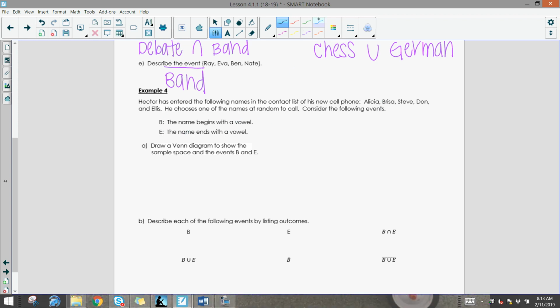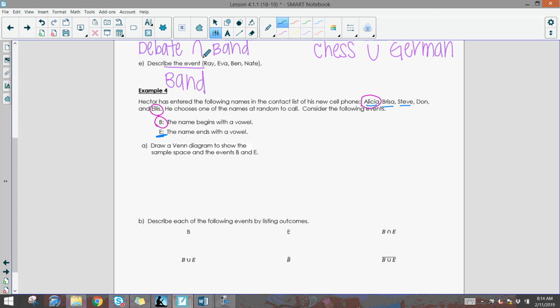So again, you guys, before I even do anything with this, I'm going to go through. If it begins with a vowel, I'm going to circle it in this purple. So remember, vowels are A, E, I, O, U. So Alicia starts with a vowel, and so does Ellis. Don't forget him. And then E ends with a vowel. Alicia ends with a vowel. Brisa, Steve, not Don, not Ellis. All right. So now you just have half the thinking taken away. You don't need to go back and keep revisiting which one's B, which one's E.